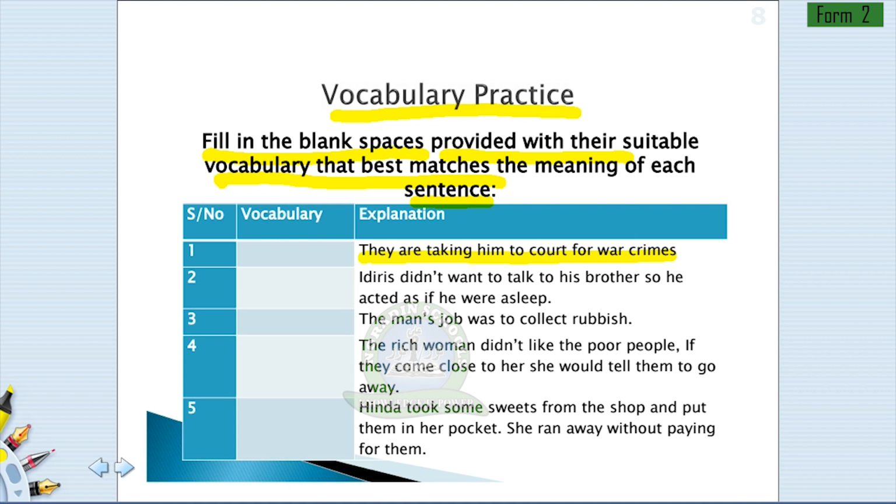They are taking him to the court for war crimes. What is this? Yes, remember? Yes, that's right. Prosecute.